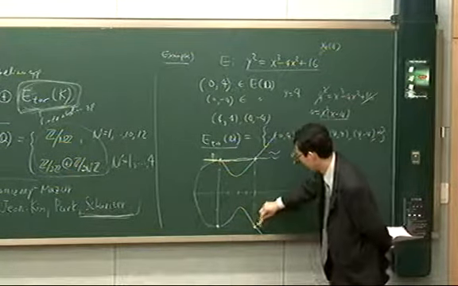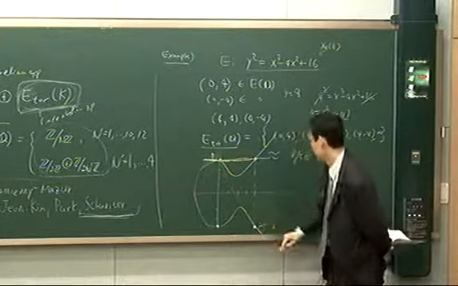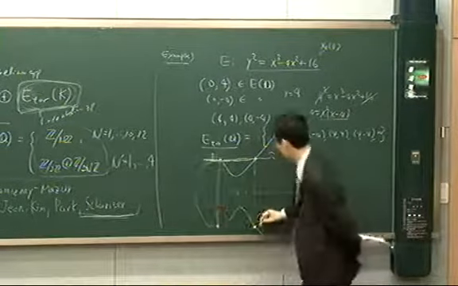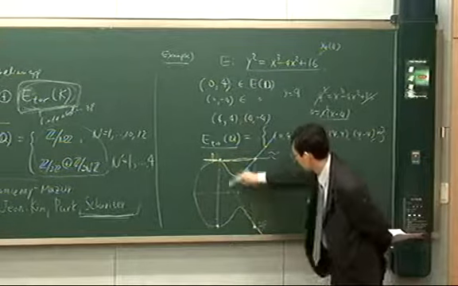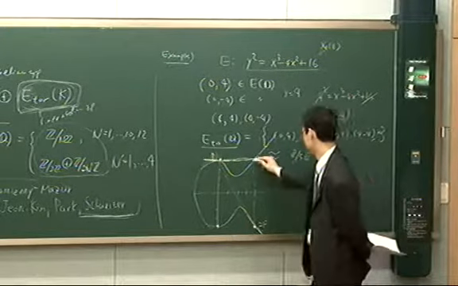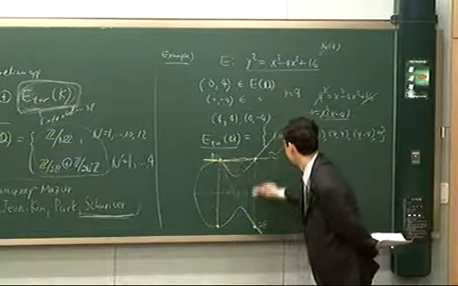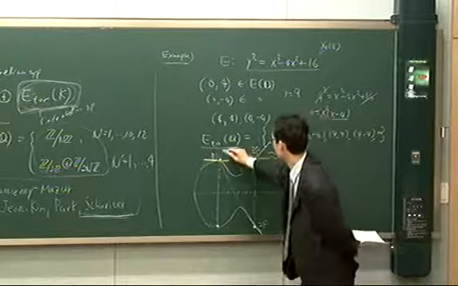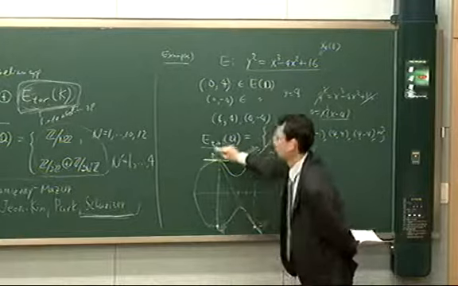And if we draw a line through 2P and P, then this line meets the double point. So 2P plus P is this point, which is 3P. Then this point is 4P. And 4P plus P is the point at infinity.